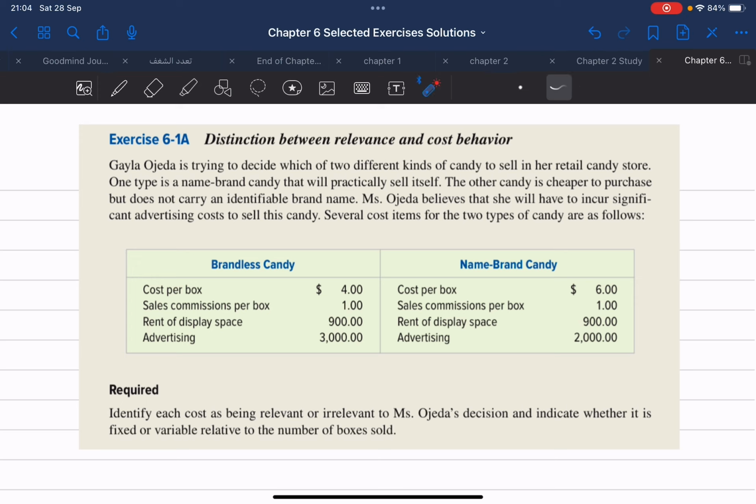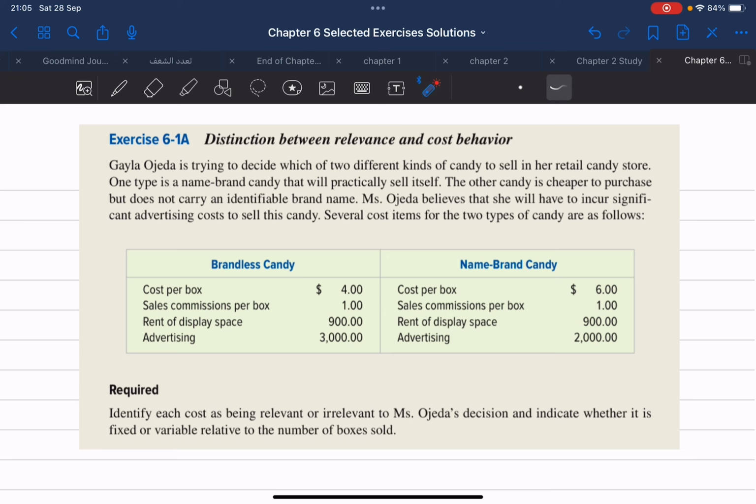As you can see here, we have the brandless candy information: the cost per box, sales commissions per box, rent of display space, and advertising. And on the other side, we have the name brand candy. Again, the cost per box, the sales commissions per box, rent of display space, and advertising. What is required here? Identify each cost as being relevant or irrelevant to Ms. Ojida's decision and indicate whether it is fixed or variable relative to the number of boxes sold.